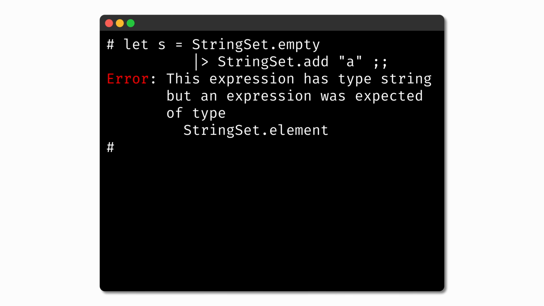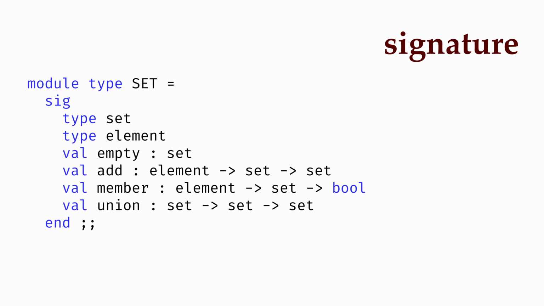What's going on here? Remember that when we use a module, the only thing the user of a module has access to is what's provided by its signature. Here's that set signature again. Notice that as users of a module constrained by this signature, we know that there is a type called element, but we don't have access to the detail that element is really a string. That's behind the abstraction barrier.